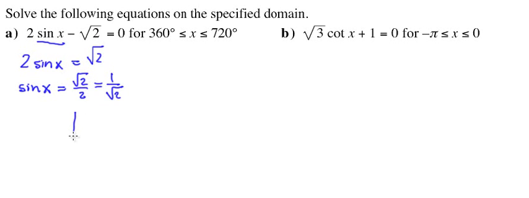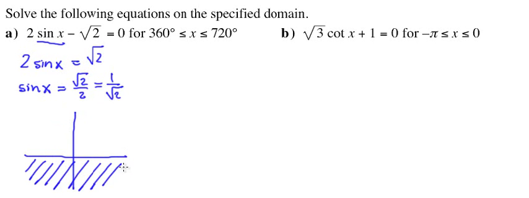So this question is asking us, what angles are we at if the sine function is at 1 over root 2? Well, we're definitely not down here. In quadrants 3 and 4, sine is negative, and this is a positive value, so that's definitely out. We must be in either quadrant 1 or quadrant 2. Those are the ones where sine is positive.